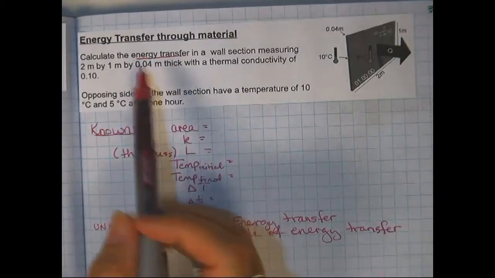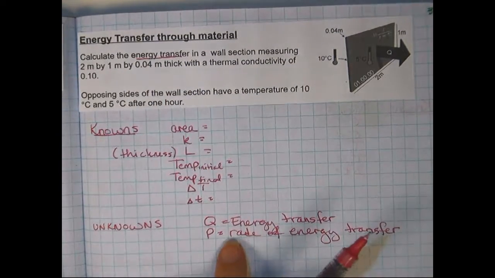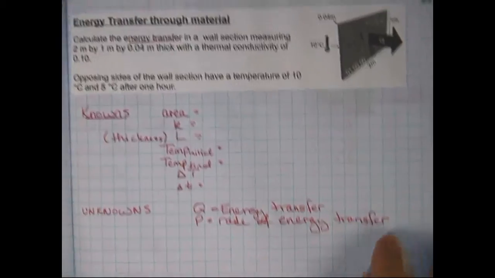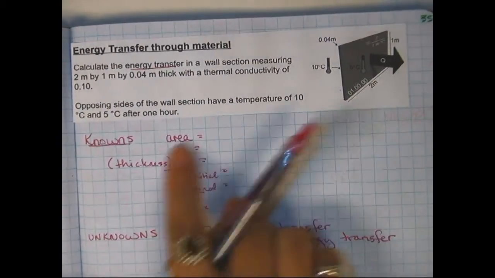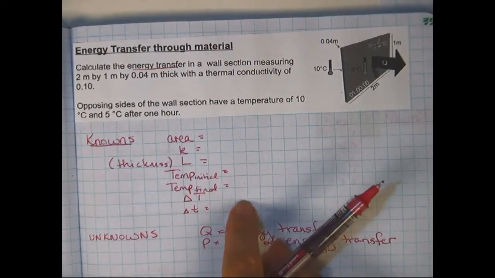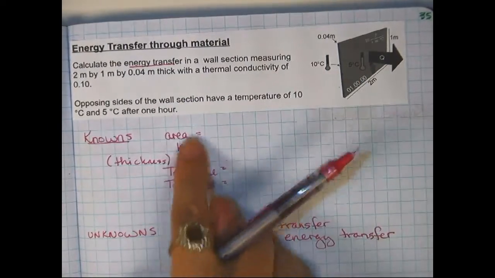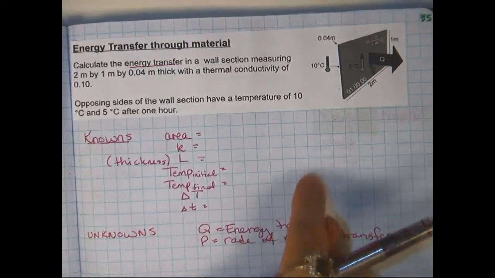So we're looking for energy transfer, but we're going to have to also find P, the rate of energy transfer. So those are our two formulas we're going to use. So let's start by writing our knowns down. You should do this every time before you get started. It's too hard to look up here and try to go right to your formula. Always write your knowns down before you start.